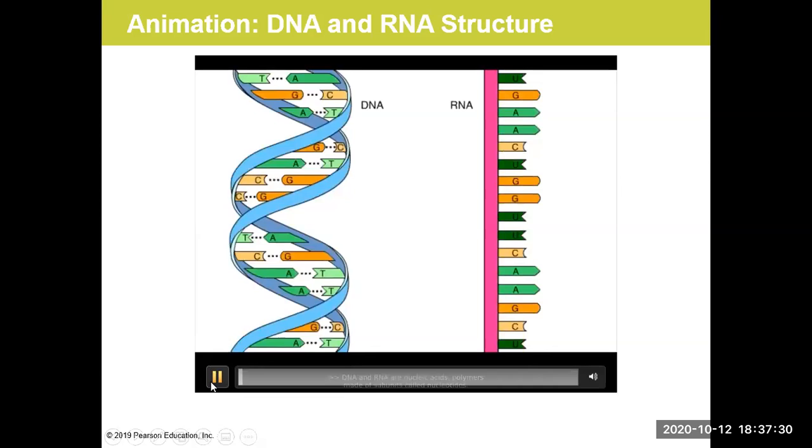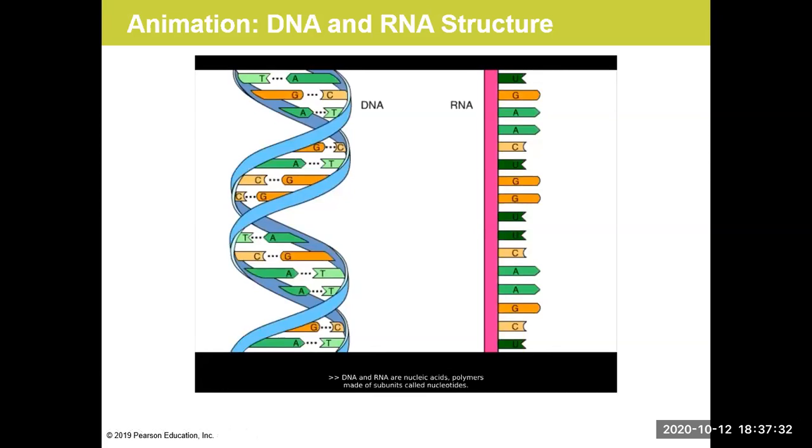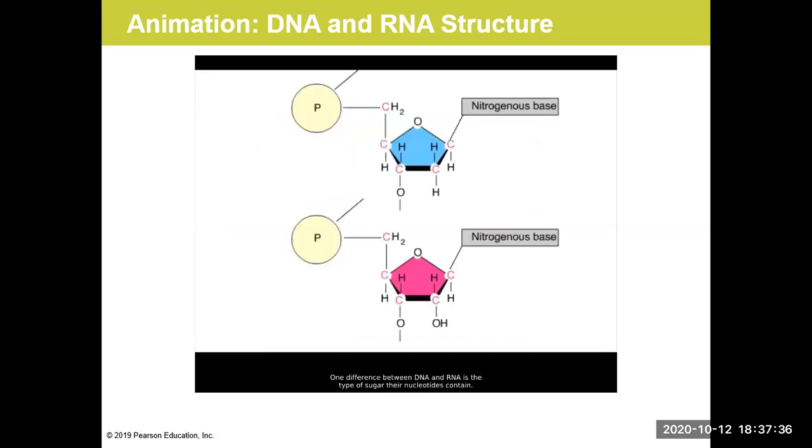DNA and RNA are nucleic acids, polymers made of subunits called nucleotides. One difference between DNA and RNA is the type of sugar their nucleotides contain. DNA contains the sugar deoxyribose, while RNA contains the sugar ribose. Ribose has one more oxygen atom than deoxyribose.